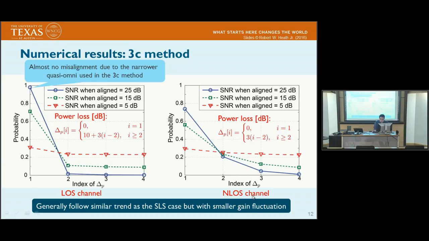And we have a similar trend for the 3C method. The only difference is that we have a smaller gain fluctuation, so the trend that we see in the SLS method is kind of amplified. For example, in the line of sight channel, the probability of being aligned is very close to 1. And also here we have a higher probability of being aligned because the gain fluctuation is smaller.